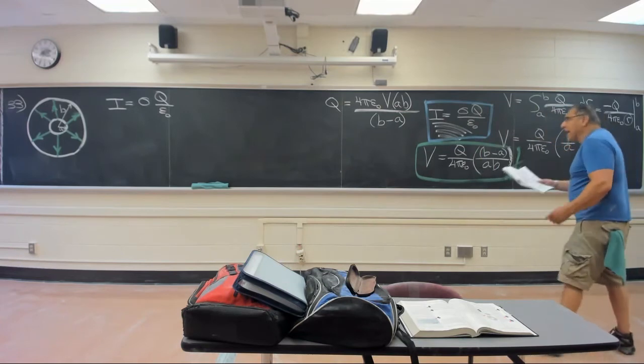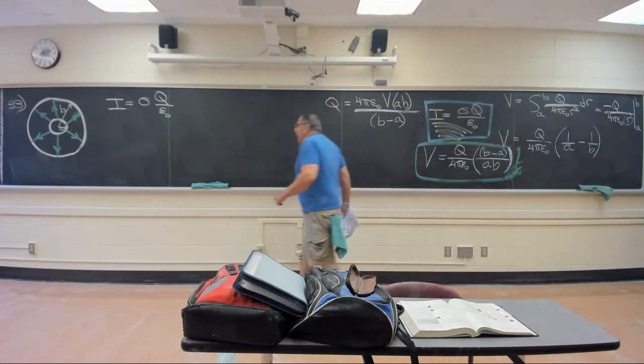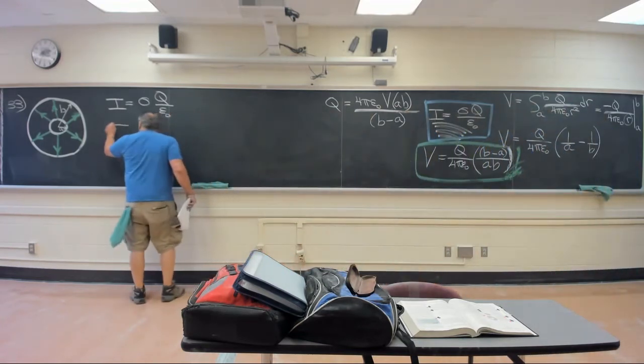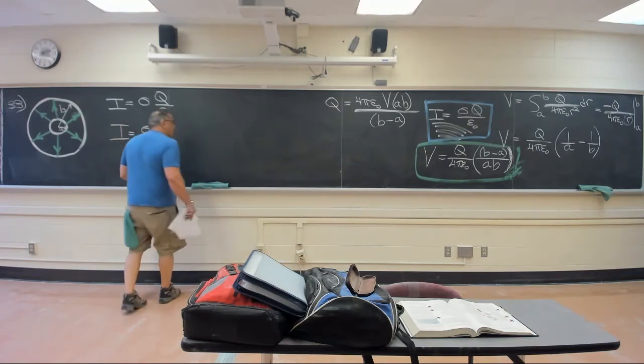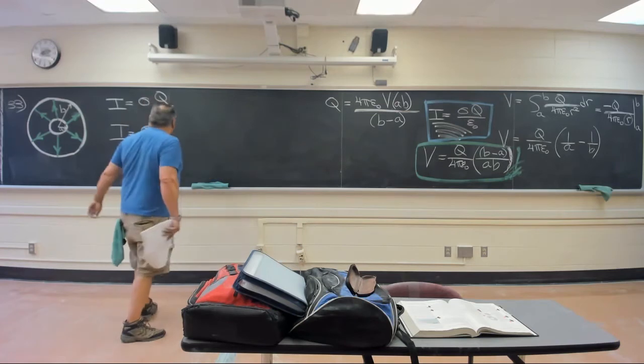we got all that. What's I going to be? We already said what I is going to be. I is going to be sigma. Where's Q? It's that entire song and dance.